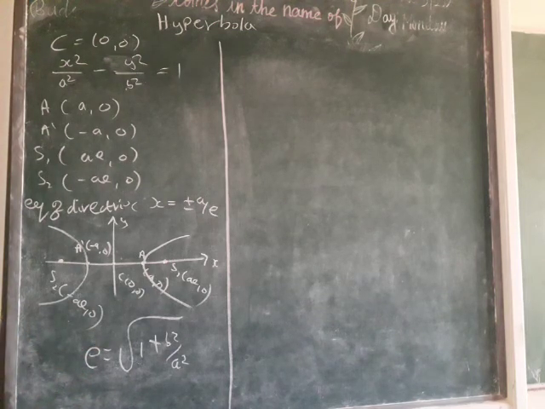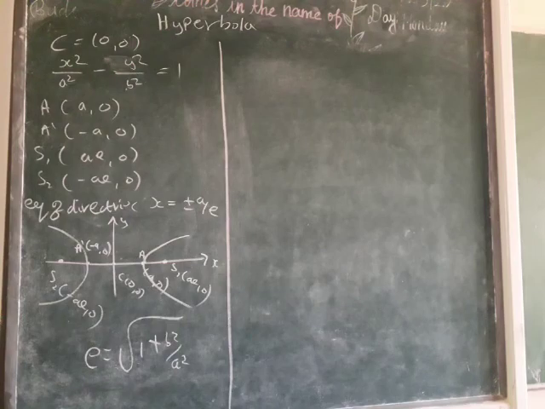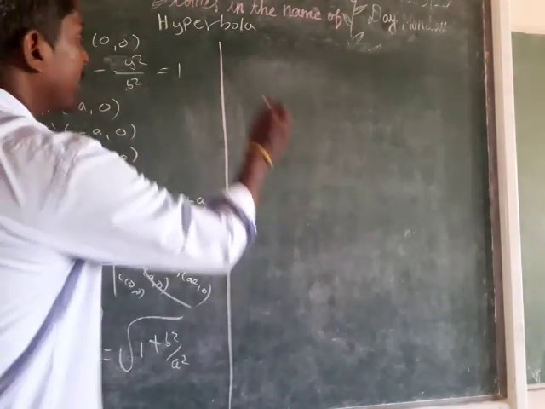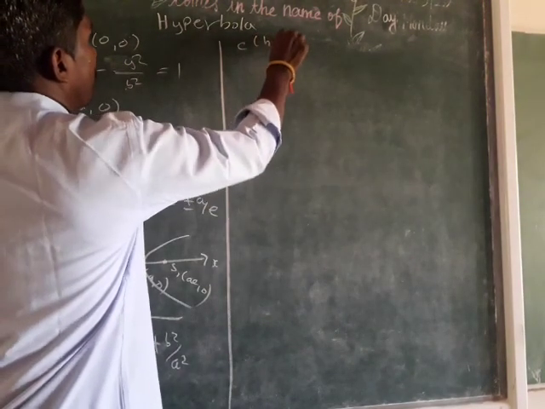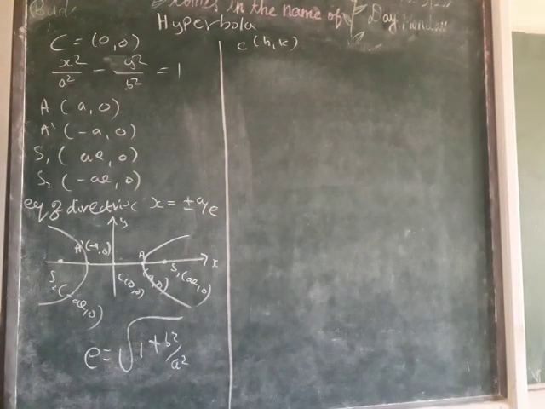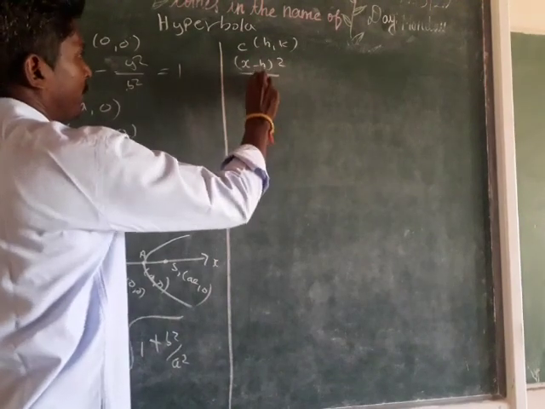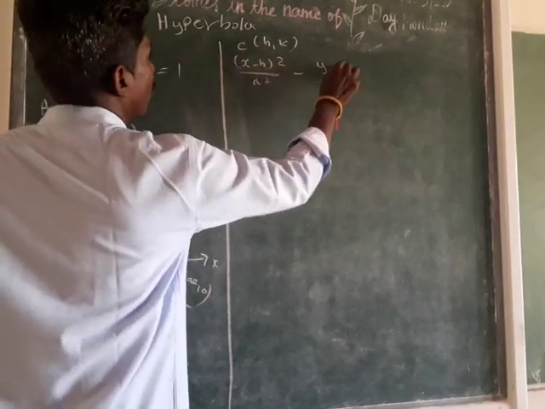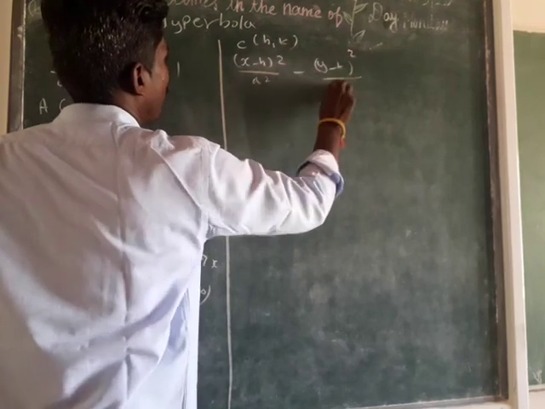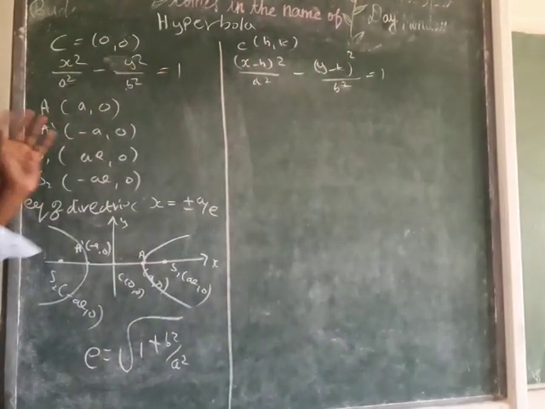Okay. Next, I have to explain about when the center is not 0, 0 but h, k. How will it be if the center is h, k? First, you know how the equation will be. The equation is x minus h the whole squared by a squared minus y minus k the whole squared by b squared equal to 1.